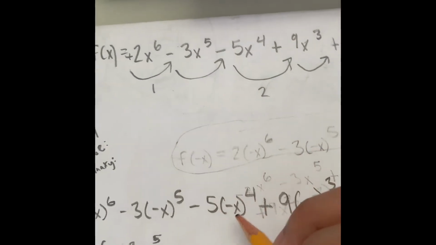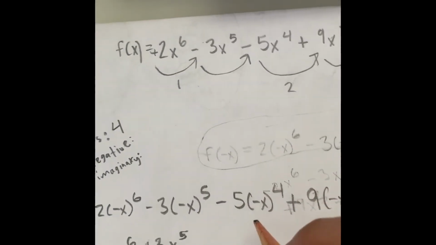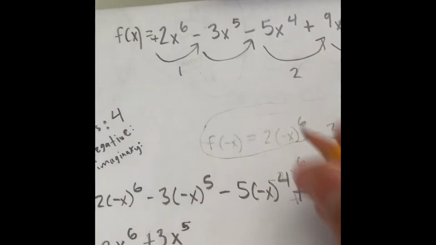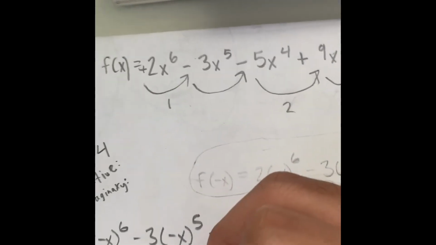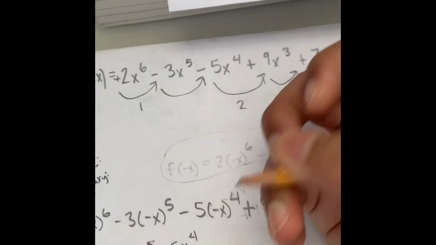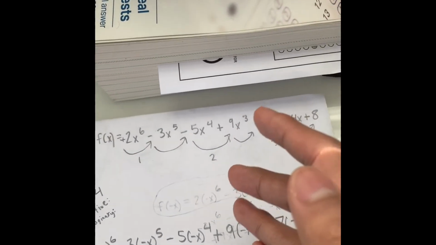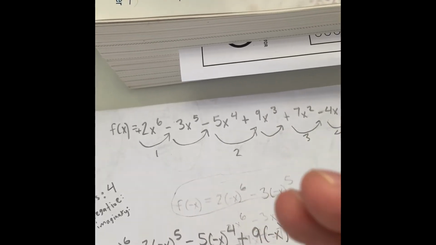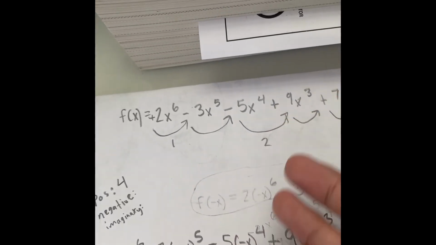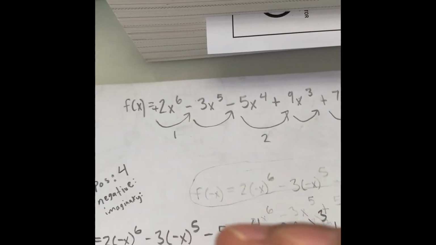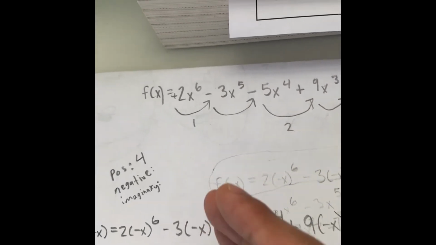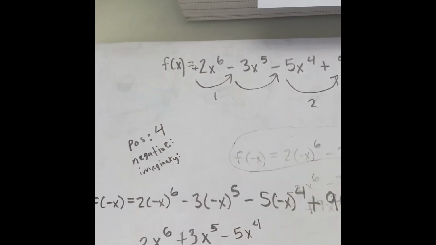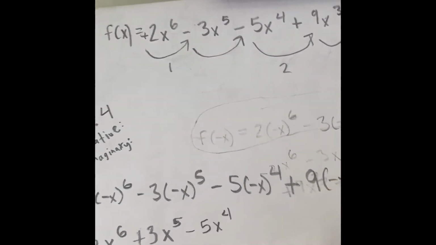Over here, negative x to the 4th, even term. So it's going to become a positive x, and when it becomes a positive x, it stays the same. So it's just going to be negative 5x to the 4th. So basically, if the power is even, then it's just going to stay the same, like right here. But if it's odd, the negative x stays as negative x. So that means the negative x has to multiply by the coefficient, and that switches to a positive or the other term.